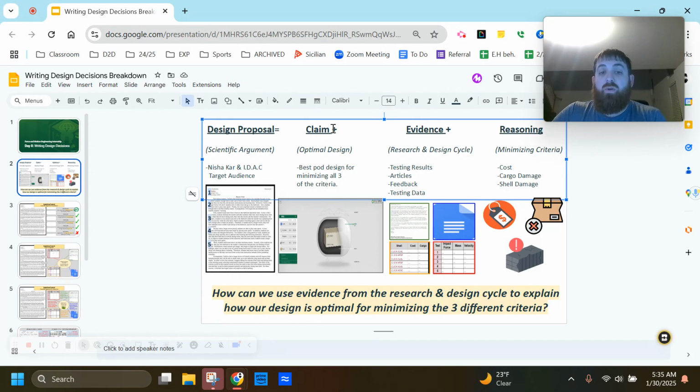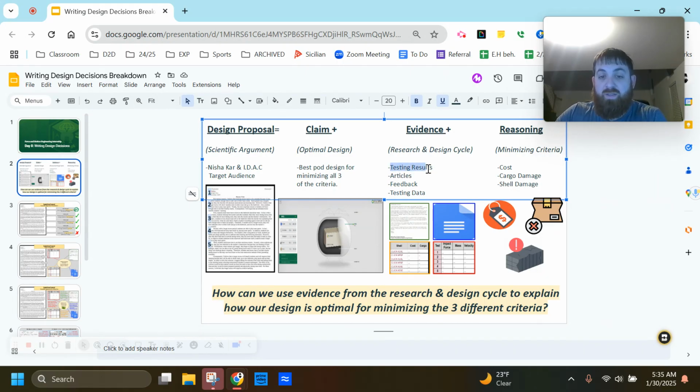Our claim is the optimal design or the best pod design for minimizing all three criteria. So that's the pod that we built in our sim with all of the different add-ons, top, bottom, padding, and shell. The evidence that we're going to be using to show that it's the best optimal design is going to be things that we came across in our research and design cycle.